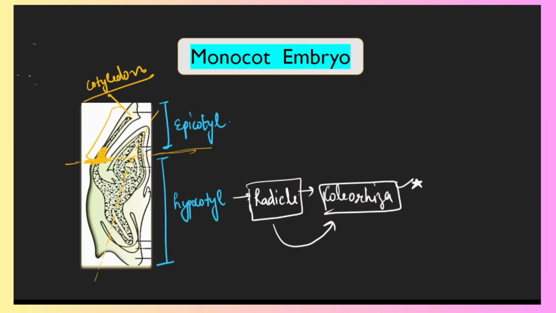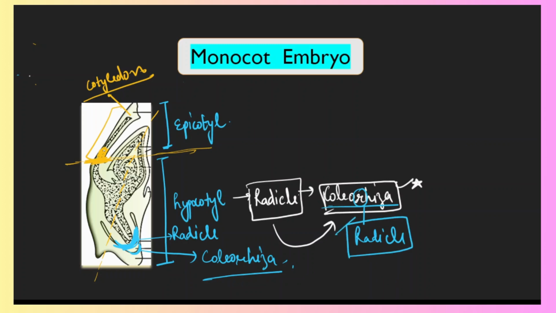Okay, so if we see in this picture, this is the radicle, and the covering, this is the covering that is called the coleorhiza. You can learn with this trick: in this term R is given, R for radicle. So coleorhiza has the R for the radicle. The sheath of the radicle is the coleorhiza.